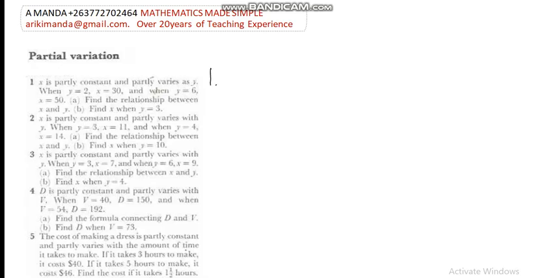X is partly constant. This is written as x is equals to a. I introduced the first constant. X is partly constant. You put a constant of your choice. I have chosen a as one of them. And the word and is a plus.